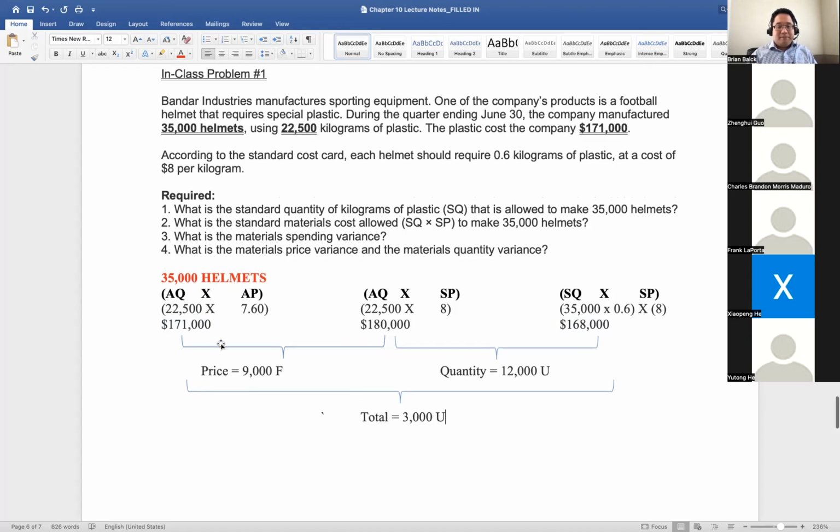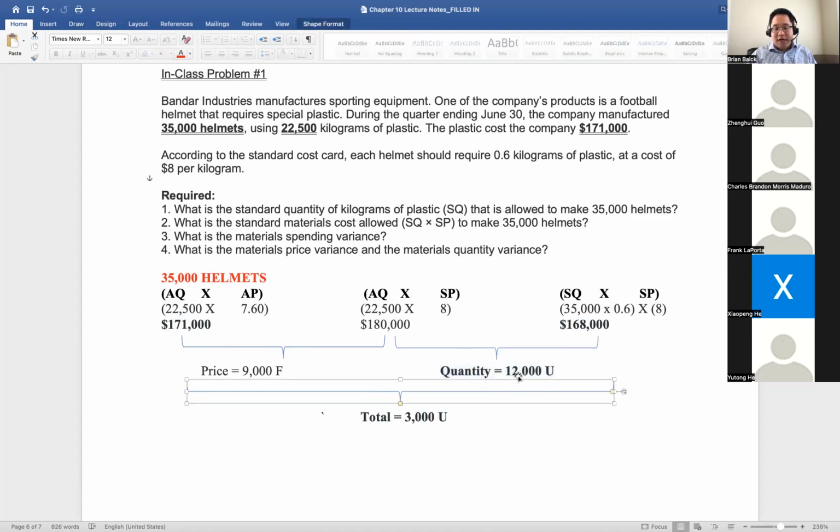So what happened here? They made 35,000 helmets. They're supposed to have spent 168,000. That's what they expected. They actually spent 171,000, so you went over budget by 3,000. Why is that? Well, they used way too much material. That caused a quantity unfavorable variance of 12,000. However, they did get the material for a good price, so they did have a $9,000 favorable price variance.